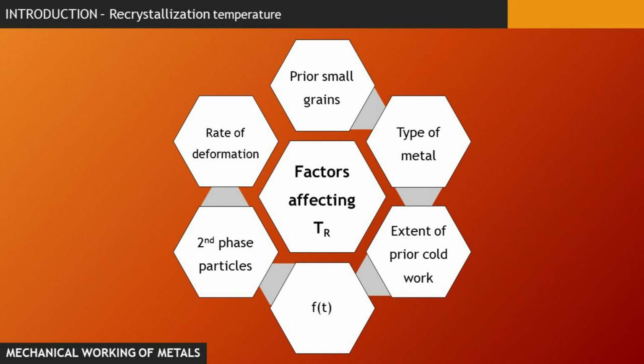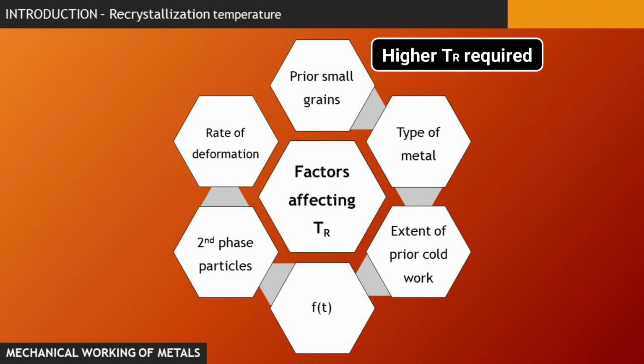Now, the recrystallization temperature of a material depends upon several factors like small grains, type of metal, extent of prior cold work, time, second phase particles, and rate of deformation. Now, if the material already has small sized grains, then after cold working, we will have even smaller grains, and hence a higher recrystallization temperature will be required to recrystallize it.